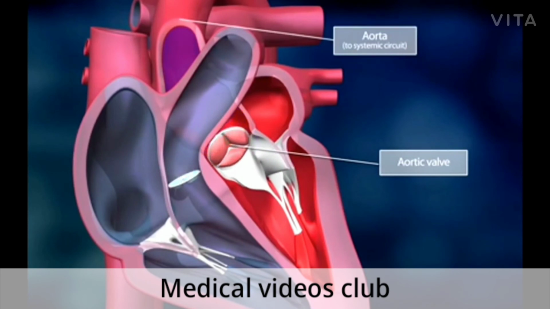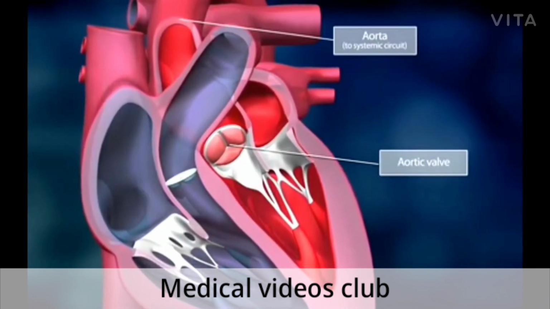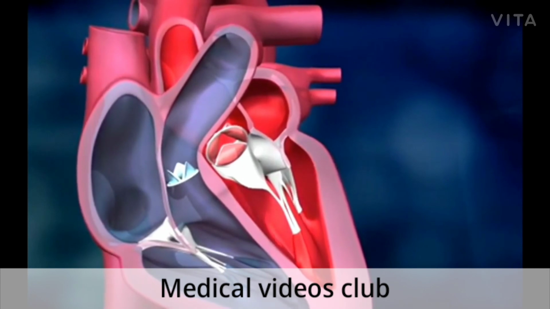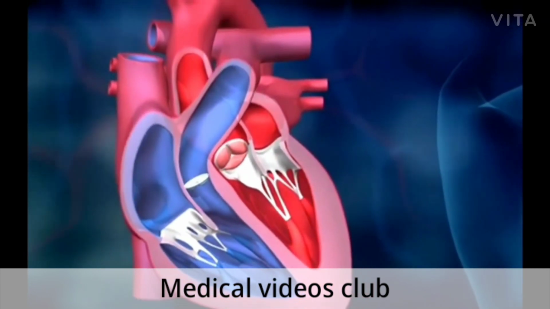The aortic valve quickly closes to prevent blood from flowing back into the left ventricle. At the same time, a new contraction takes place in the right ventricle, and the systemic blood circuit begins anew.